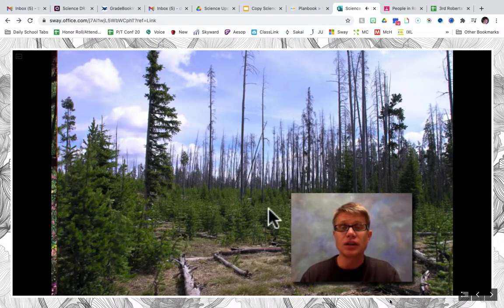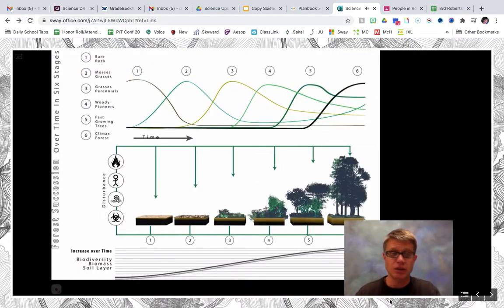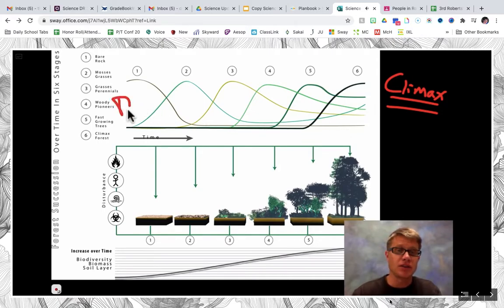Now eventually, as that forest starts to develop, it's going to be replaced by more climax species. And so that's another term that I just threw in there. That's called the climax. Climax is basically what's going to happen after succession. So on this side, we'll have a disturbance. So we're going to have a disturbance on this side.